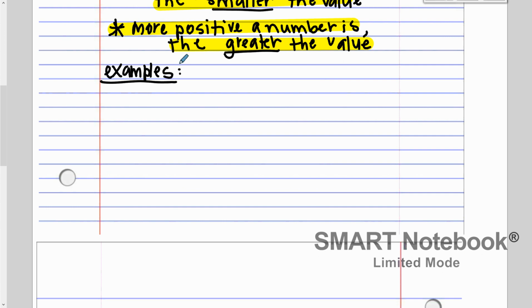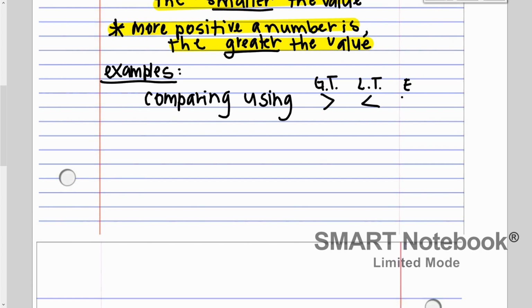All right, then let's get started on some examples of comparing the value of numbers. So first we're going to start comparing using the greater than. So I'm just going to put GT for greater than. The greater than symbol opens up to the left. The less than symbol opens up to the right. And sometimes it could be equal. So we're going to either use the greater than, less than, or equal to symbol.